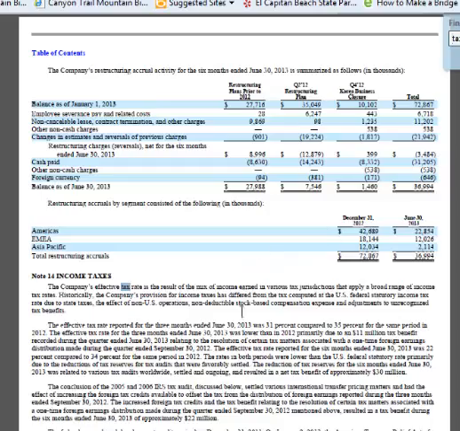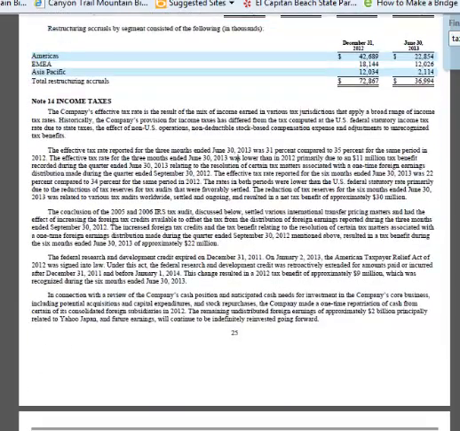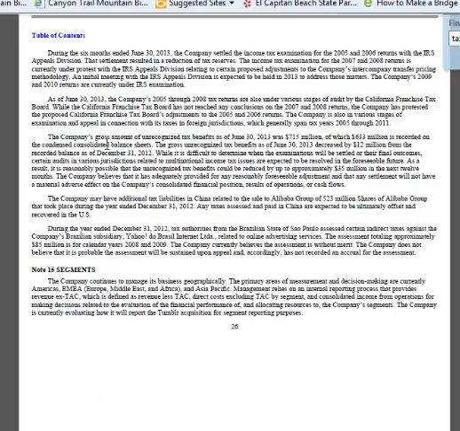Alright, so we'll look in their tax footnote to see if they say anything about the acquisition, but I'll bet they don't. Yeah, I don't think so. I think that's literally it.